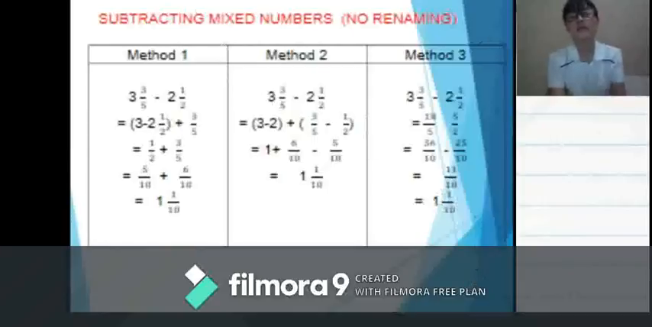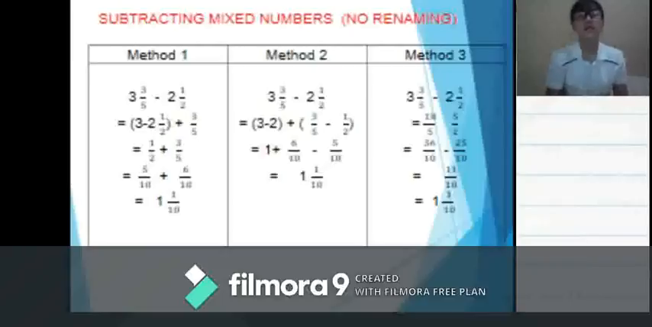Okay. Actually, why is it renaming? Renaming is something that we need to change or borrow from another fraction that has an equivalent value of 1, in order that the minuend of the fraction is bigger than the subtrahend. So those are the rules for subtracting the minuend and the subtrahend. So that is without renaming.